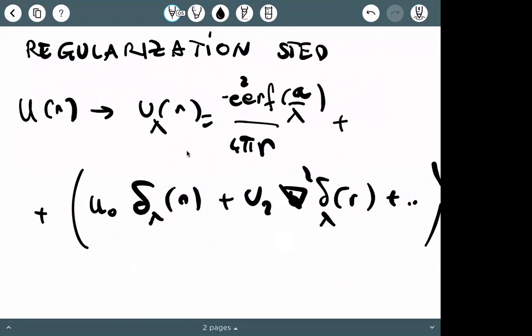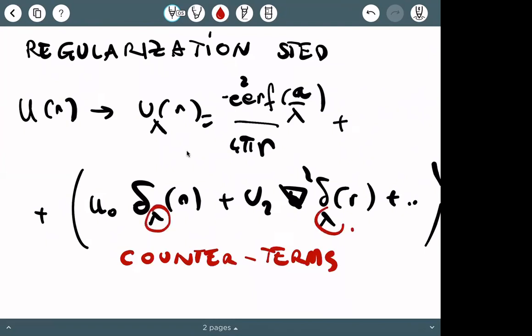I've written the most general low energy effective interactions that accounts for unknown physics in the ultraviolet. These terms here are called the counter terms, because these terms have been put in to account for the physics I cannot resolve above the cutoff. And I'm replacing that physics with local terms that are not infinitely local, they are local up to the cutoff scale.